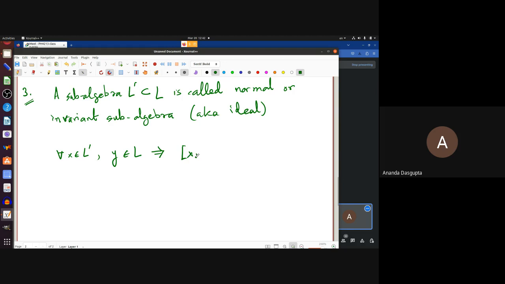Then, if you take the bracket of X and Y, notice if X and Y both belong to L prime, then by virtue of L prime being a subalgebra, the bracket would have to be in L prime. But the speciality of an invariant subalgebra is, as long as one of the elements of the bracket belongs to L prime, either X or Y would have done, I just chose X, and the other is an element anywhere in L, this will belong to L prime. Okay? Clear?